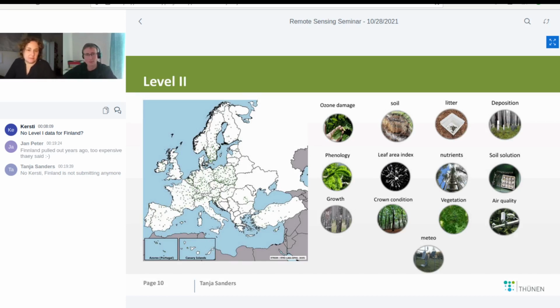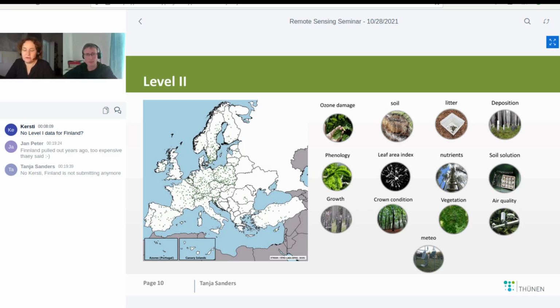This is supplemented by the level 2 network. The level 2 network are our intensive forest monitoring plots. They are extremely highly equipped. Therefore, we have few level 2 plots, but there are still nearly 700 across the region. And we have 13 different surveys which take place on those level 2 plots.